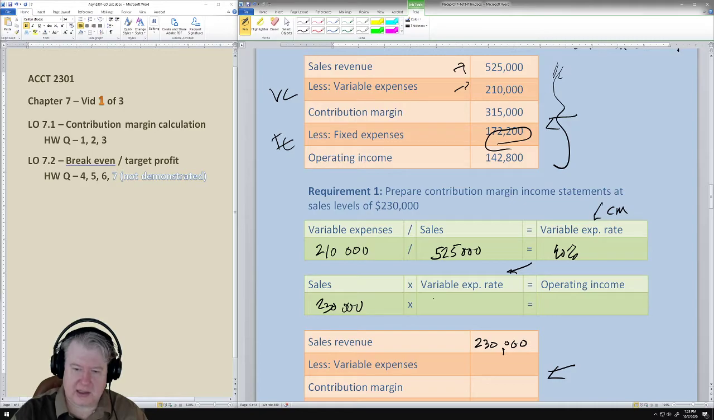And actually, I see a typographical error. This should not be operating income. This should be the new variable expenses, because this is going right down in here. So this figures out to be 92,000. So we would say the new variable expenses are 92,000.